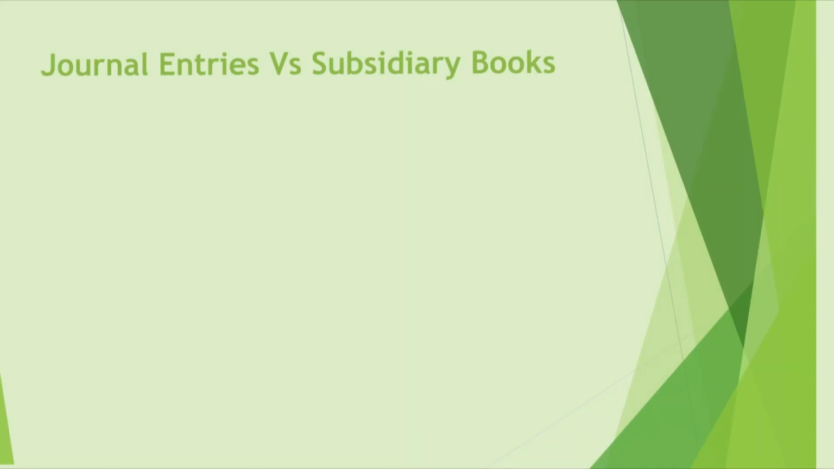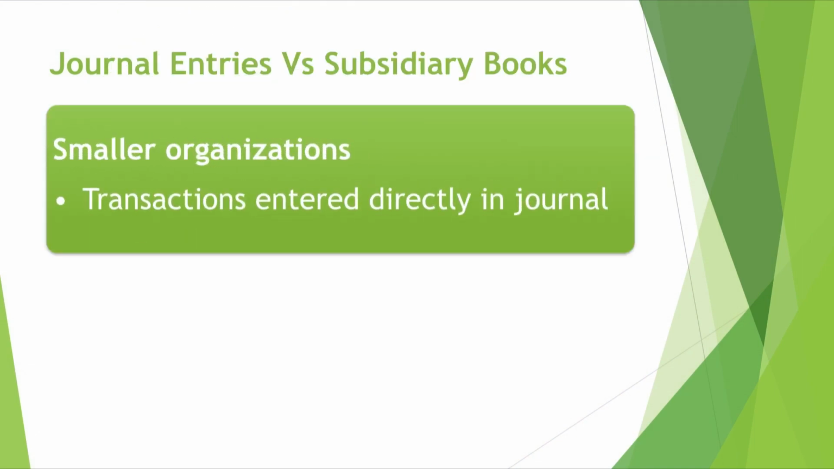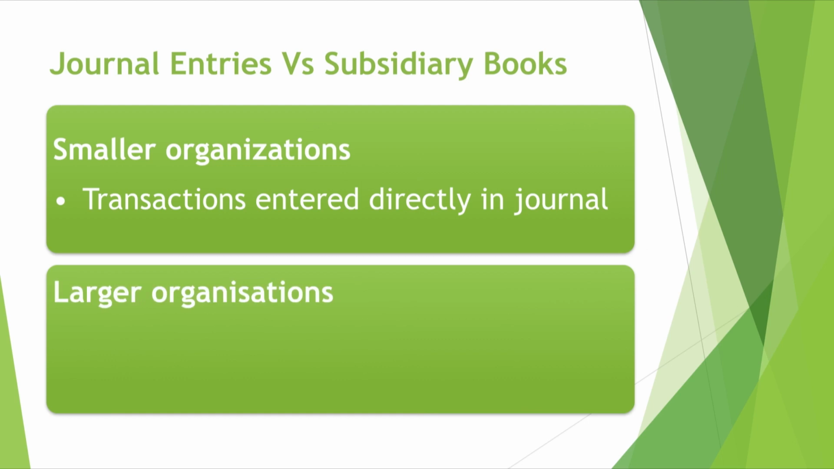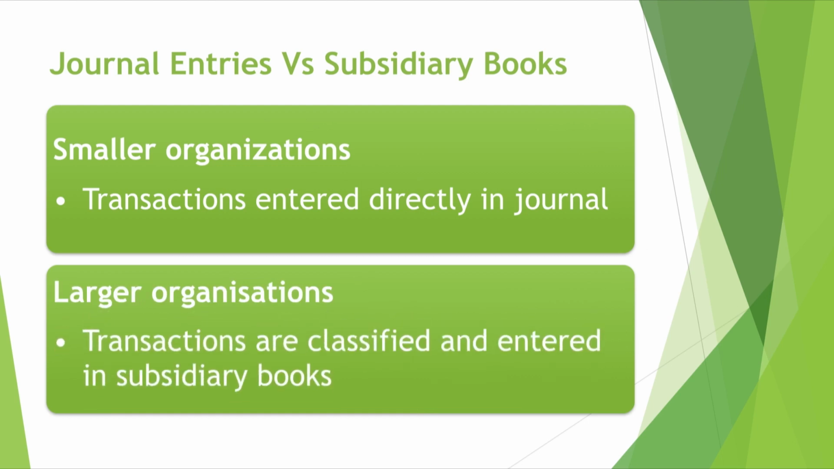The process of entering all the transactions into journal book is simple as long as business size and the number of transactions are limited. But when it comes to a larger organization with a large number of transactions, it will be close to impossible to enter all those transactions in journal book. To solve this problem, the transactions are classified into different categories and recorded in separate books. These books are called subsidiary books.